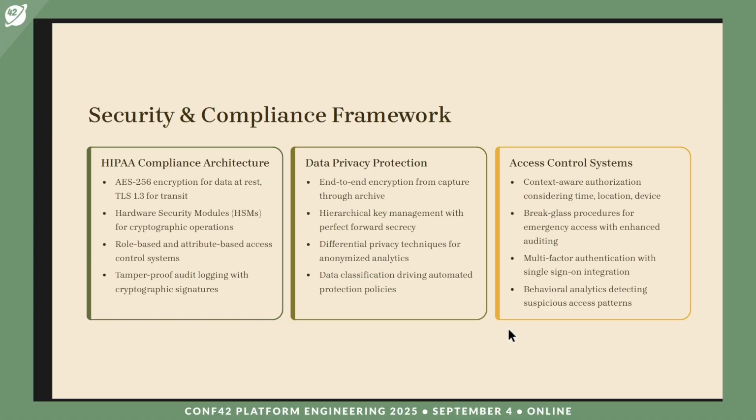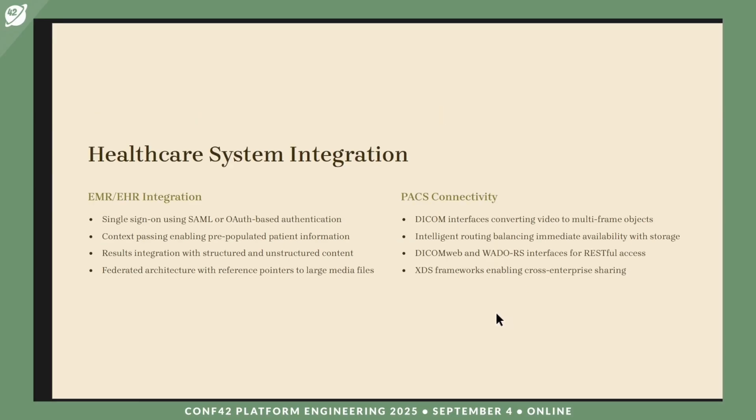Data privacy protection: end-to-end encryption from capture through archive, hierarchical key management with perfect forward secrecy, data classification driving automated protection policies. Access control systems: context aware authorization, multi factor authentication with single sign on integration, behavior analytics detecting suspicious access patterns.